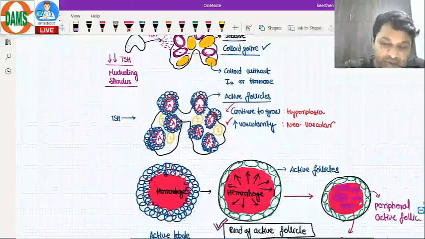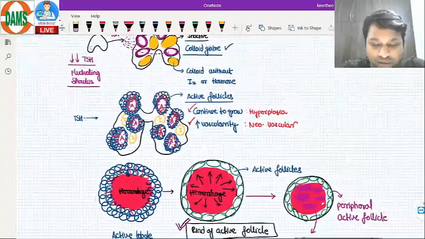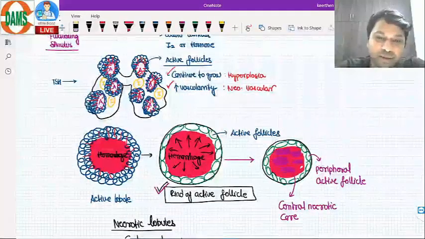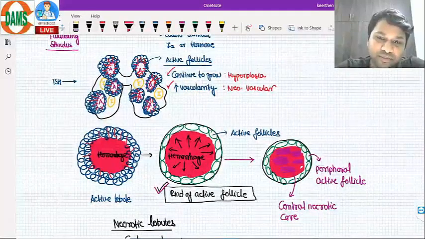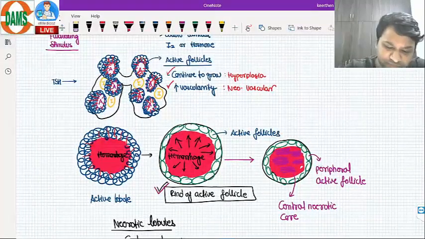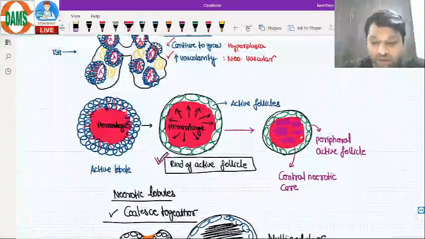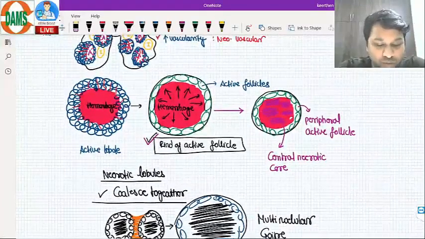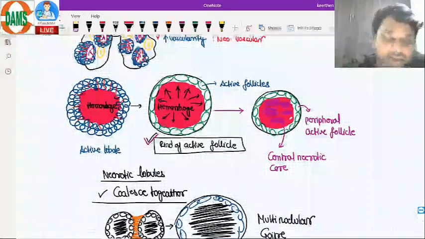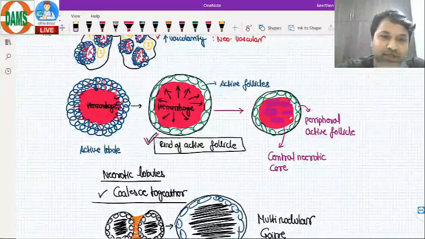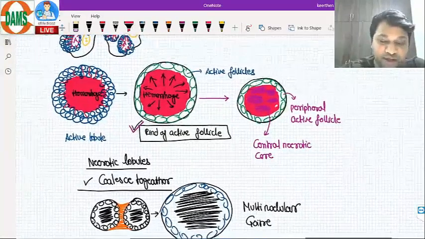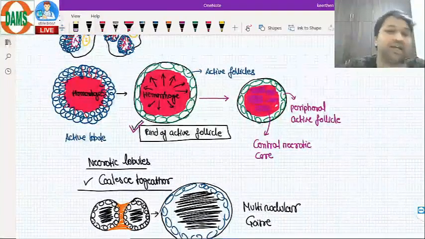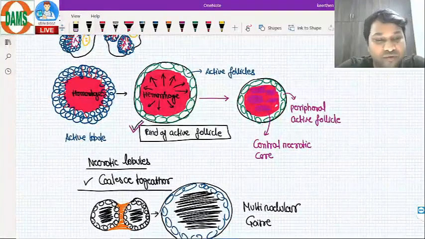If the patient continues to ignore, the active follicles will continue to grow. As the active follicles continue to grow, there will be hyperplasia along with neovascularization. Now, because of neovascular tissue, which is highly friable, there is a good chance that it can break open. As it breaks open, it will result in bleeding, resulting in hemorrhage, right? That hemorrhage will start exerting pressure and push all the follicles to the periphery. When the follicles are pushed to the periphery, we call it the rind of active follicles, nothing but a rim of active follicles in the periphery of the nodule.